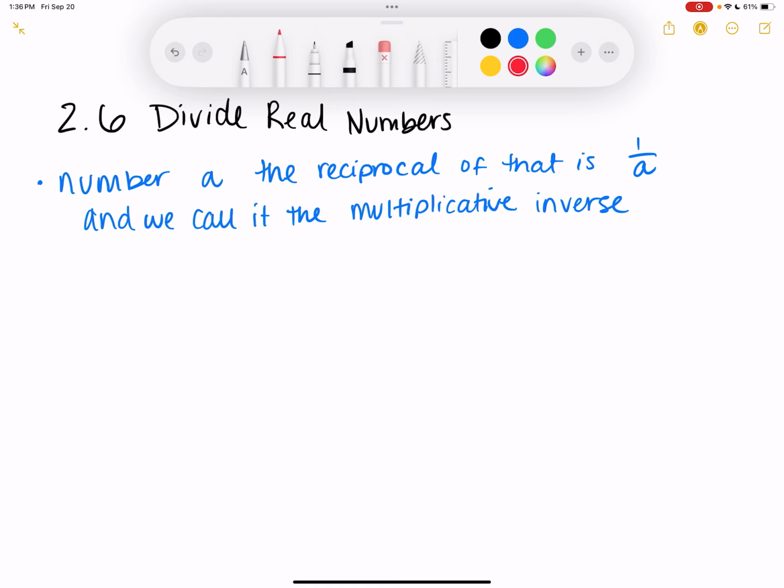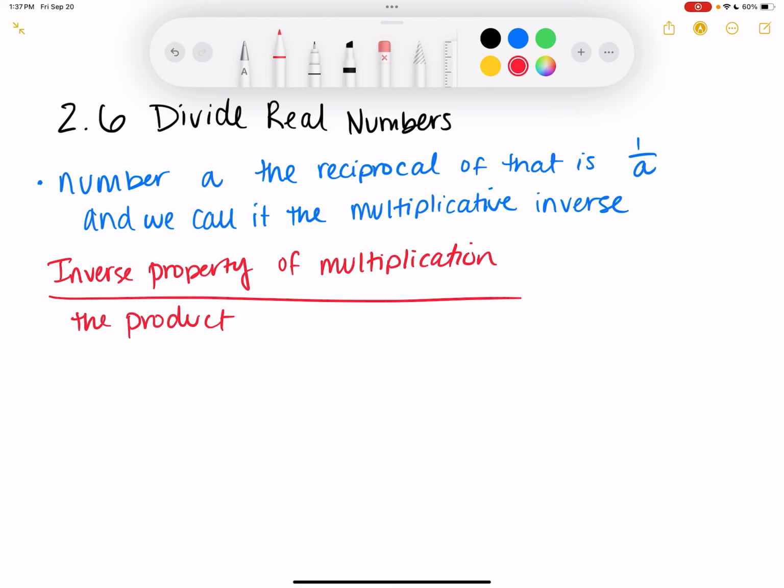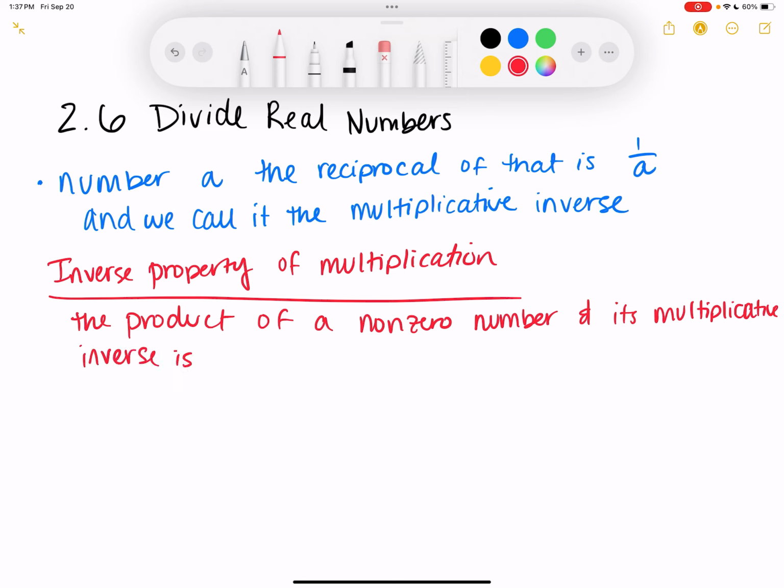The inverse property of multiplication basically says the product of a non-zero number and its multiplicative inverse is 1.